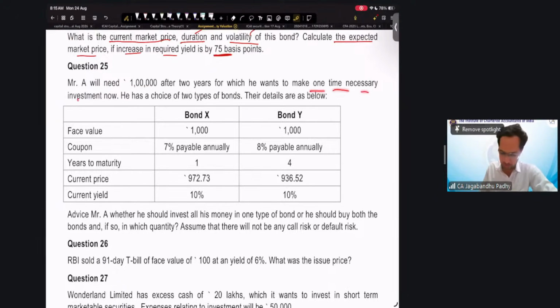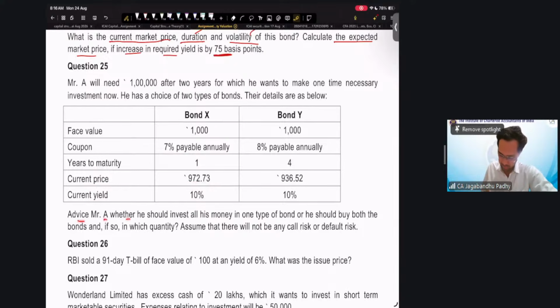And now we are making a one-time necessary investment. He has a choice of two types of bond. Their details are as follows. Bond X: face value 1000, coupon is 7% payable annually, years to maturity is 1. Current price and current yield are given.